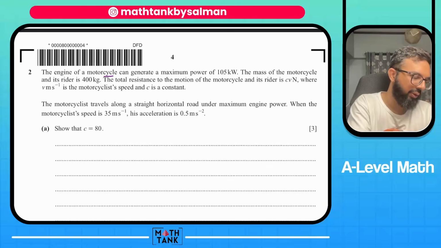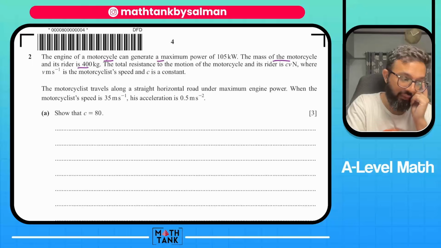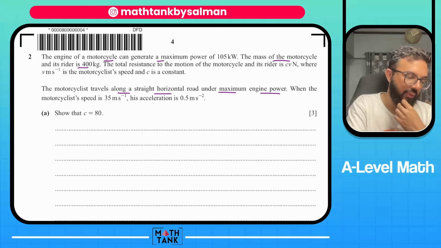Okay, the engine of a motorcycle can generate a maximum power of 105. The mass of the motorcycle rider is 400 grams. The total resistance to the motion is CV newtons, where V is the speed. The motorcyclist travels along a straight horizontal road under maximum engine power. When the motorcyclist's speed is 35, his acceleration is zero point 0.5. So show that C equals to 30.